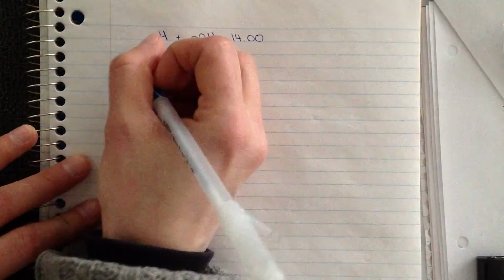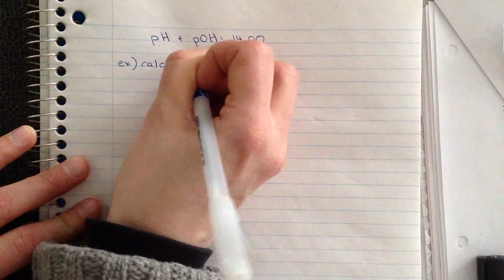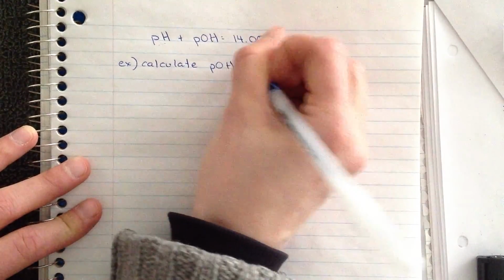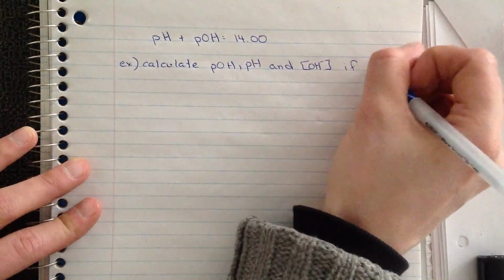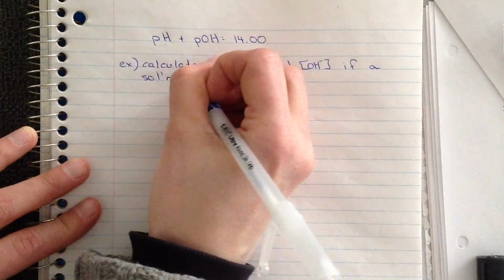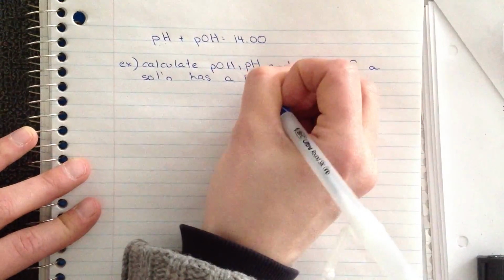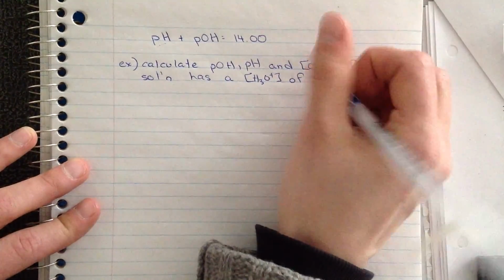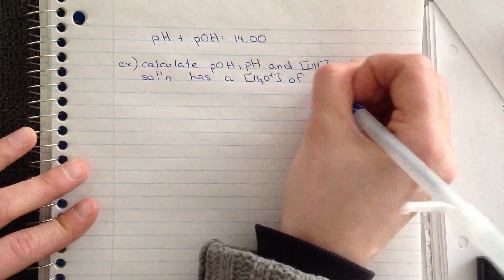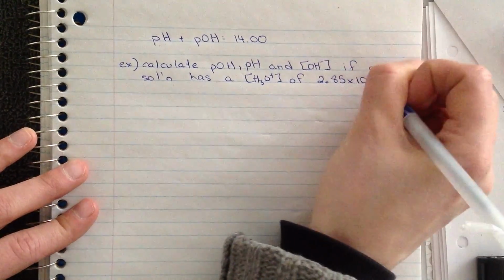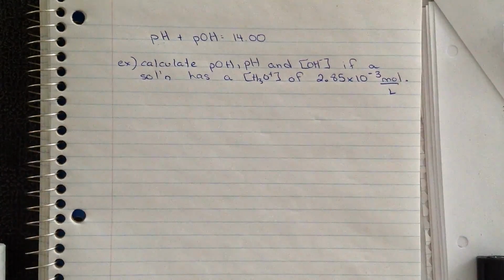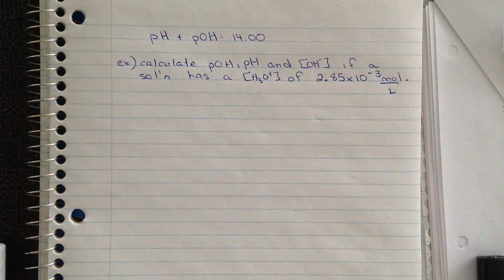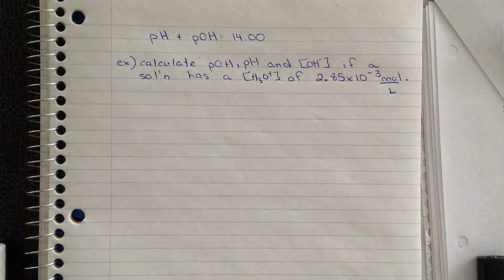So let's do one. Calculate pOH, pH, and hydroxide ion concentration if a solution has a hydronium ion concentration of 2.85 times 10 to the negative 3 moles per liter. Okay, so I only have to give you one of those things. We're going to work out what it's like to actually get everything in that question.